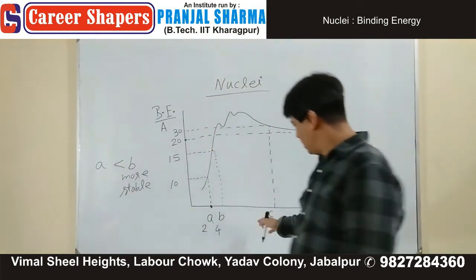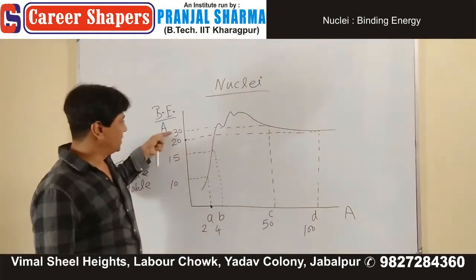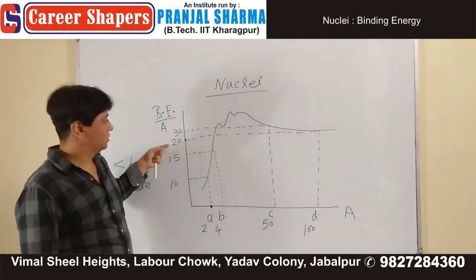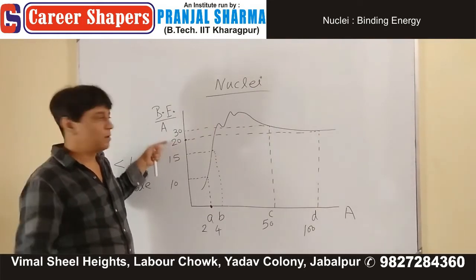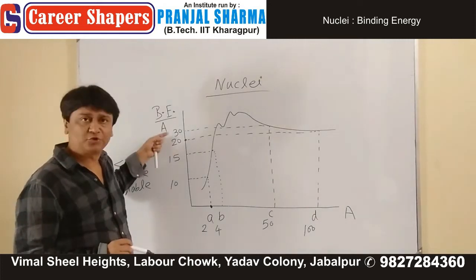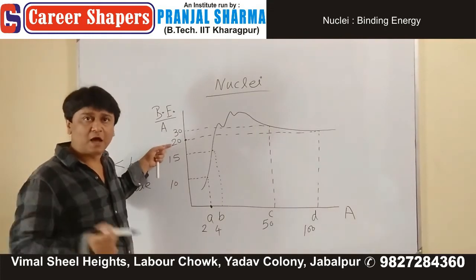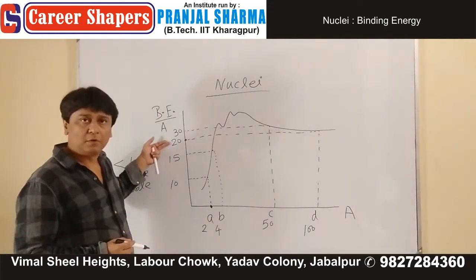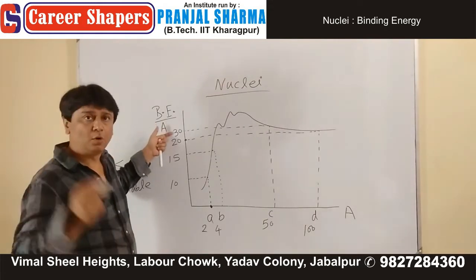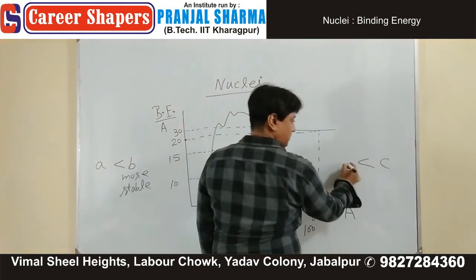Now, between C and D, C's binding energy per nucleon is 30. D's binding energy per nucleon is what? 20. This is that classroom where everybody demands 30 rupees should be given. This is that classroom where only 20 rupees is the requirement. And therefore, you can easily disintegrate this one. That means 30 is more stable. C is more stable than D.